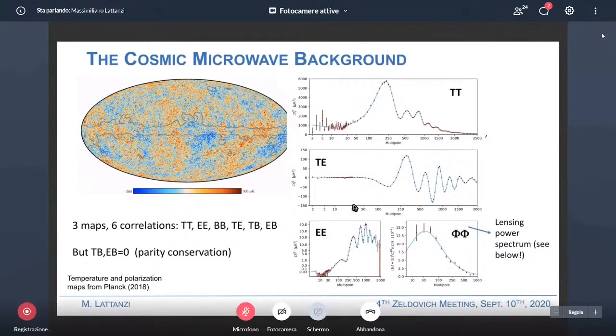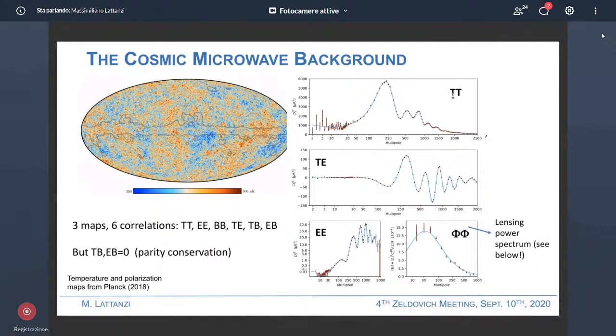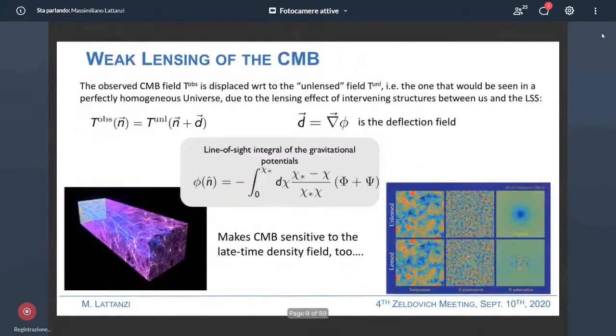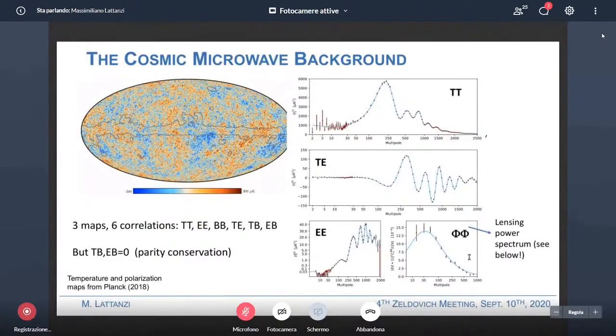Planck can measure basically these 4 spectra, which are the autocorrelation of the temperature field, the autocorrelation of the E polarization field, and the cross correlation. And this phi is the so-called lensing potential, to which I will come in a moment. So what is this phi?